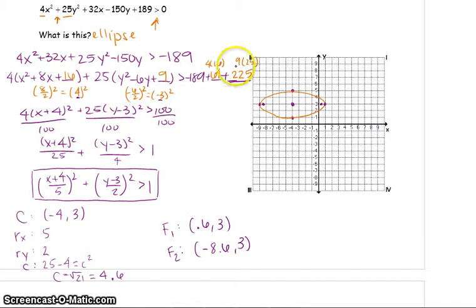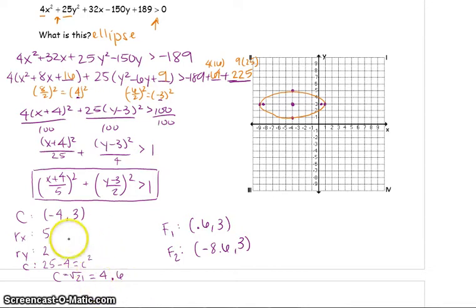When you simplify all of this, you get 100. In our standard equation, we need to get 1 on the other side, so we divide each side by 100, and we get (x plus 4) squared over 25, plus (y minus 3) squared over 4. Then we just take the square root of the bottom. So this is what we should get, making our x value 5, our y value 2, and our c value is 25 minus 4. Our x squared minus our y squared equals our c squared, so we take the square root, and we should get 4.6.